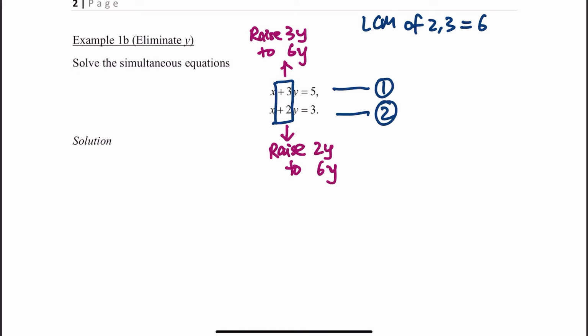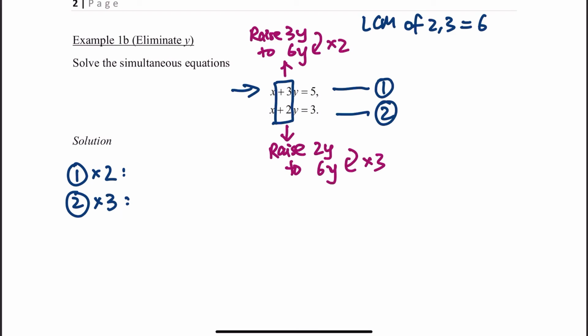So to raise 3y to 6y, I need to multiply by 2, which means my first equation, I need to multiply throughout by 2. Now, I can't just raise 3y to 6y without doing anything to the x and the constant. That would mean the equation loses its balance. So I need to do that throughout. Right, so next thing is, if I were to raise 2y to 6y, then I'll need to multiply 3 throughout, and therefore equation 2, I need to multiply 3 throughout.